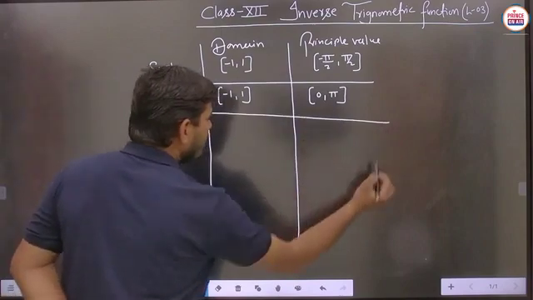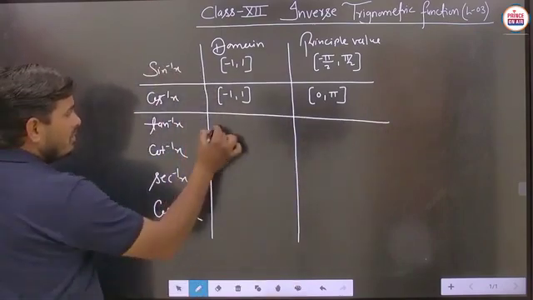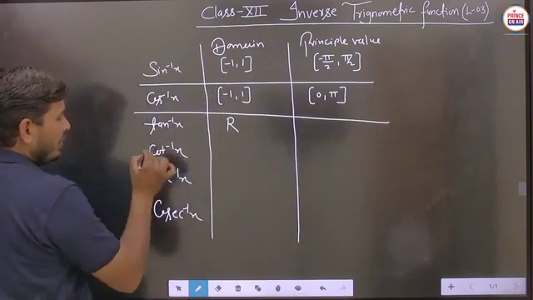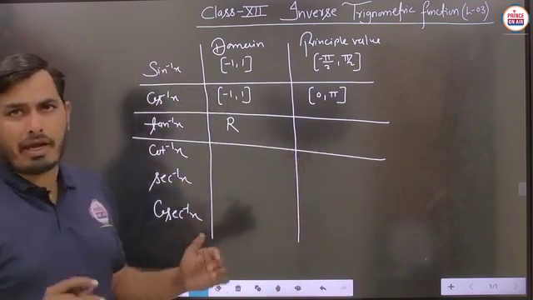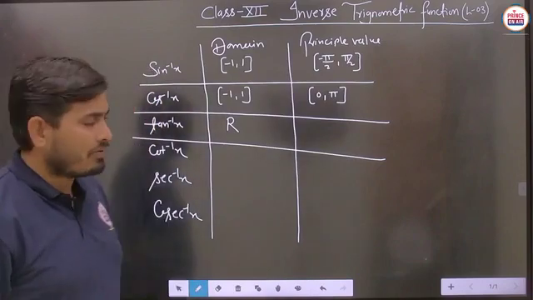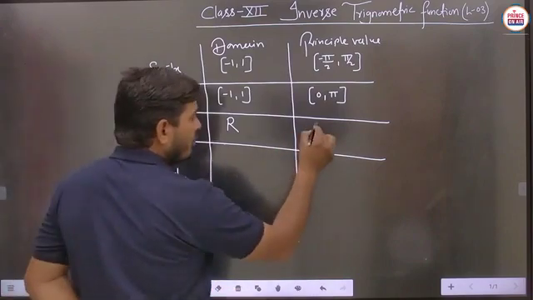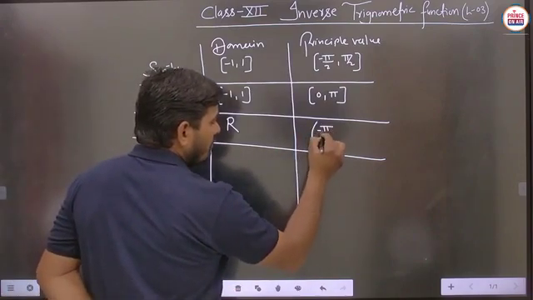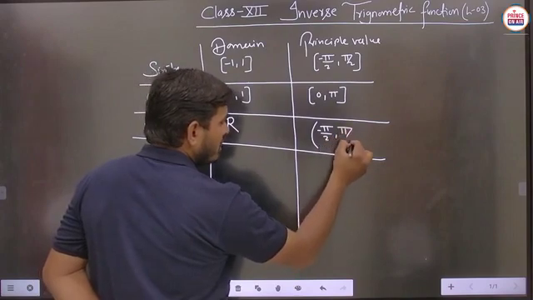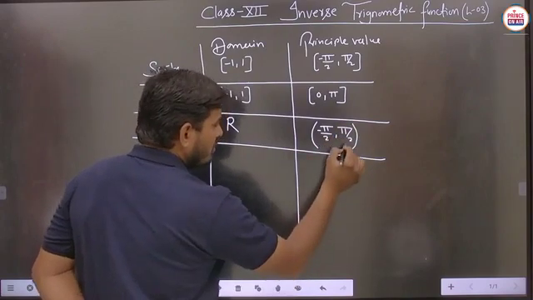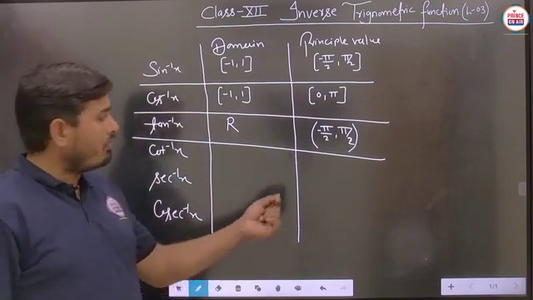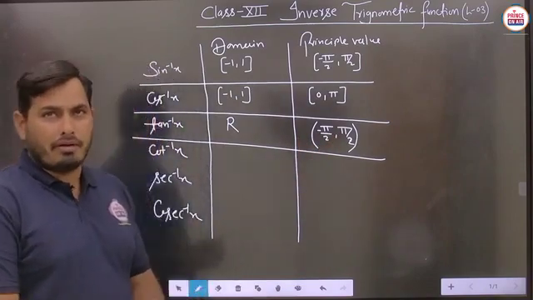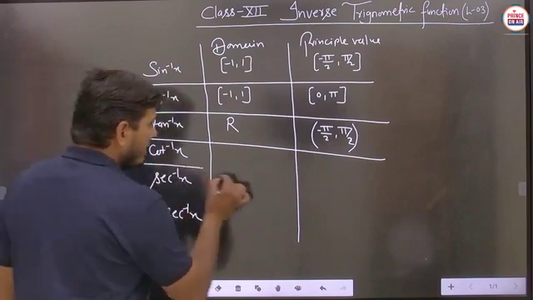Next, tan inverse. For tan inverse the domain is the set of real numbers, represented as R, because you can put any real number as the input of this inverse function, but the output will be from -π/2 to +π/2, an open interval. It means we consider the open interval only, no closed interval, so the boundary values are not included here.